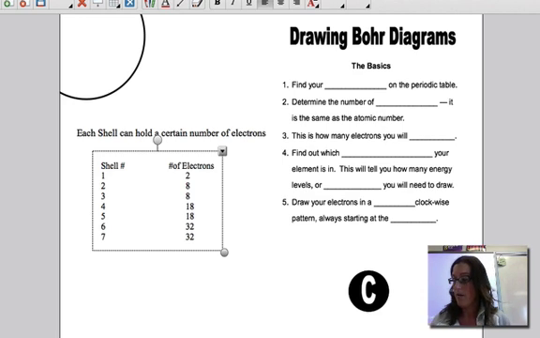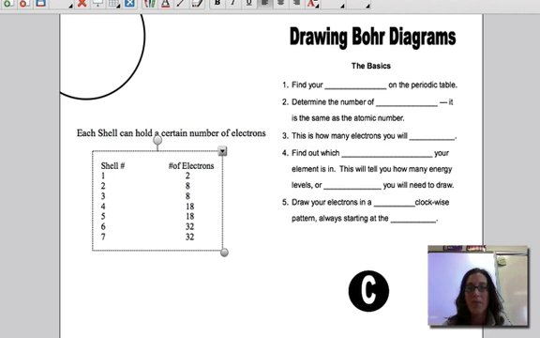All right, the notes for this podcast are over drawing board diagrams. If you recall, we talked about Niels Bohr when we talked about the atomic model timeline. Niels Bohr was the guy who found that electrons orbit the nucleus in shells. So we're actually going to be doing those diagrams.